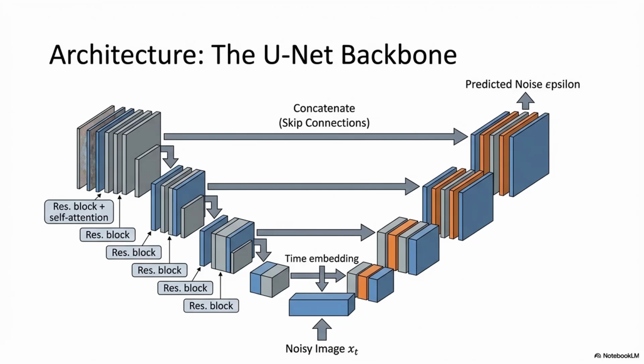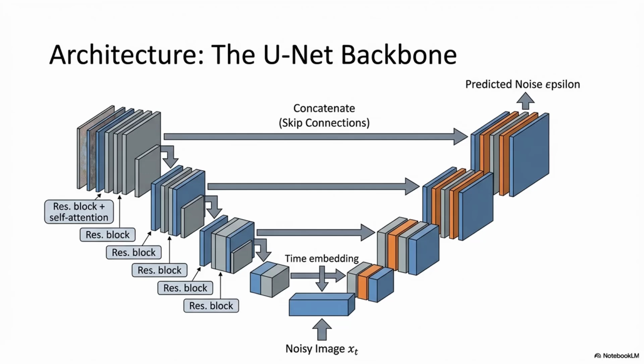A noisy image goes in on the left, it gets squeezed down to understand the big picture, high-level concepts, and then it gets built back up on the right. But here's the really clever part. See those lines going across? They're called skip connections, and they're like little information highways, carrying all the tiny fine-grained details from the early stages straight over to the reconstruction phase. That's how it remembers things like the texture of a cat's fur or a tiny reflection in someone's eye.